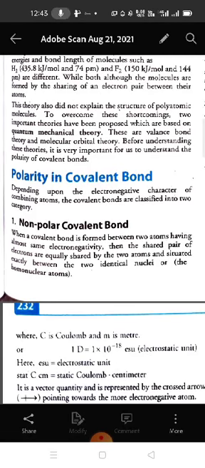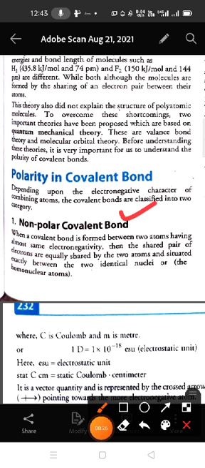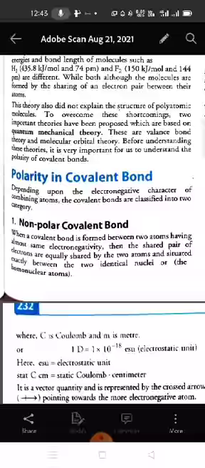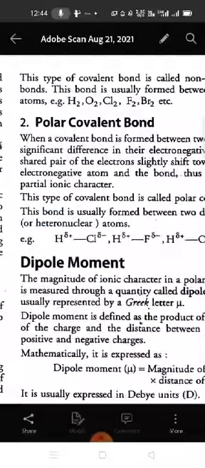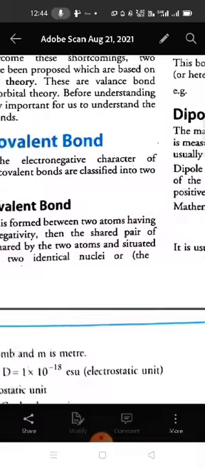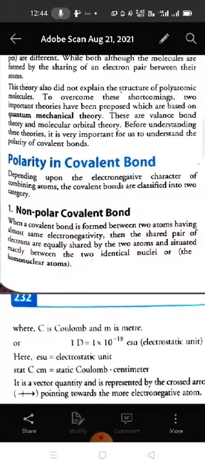Depending upon the electronegative character of combining atoms, the covalent bonds are classified into two categories. First one is non-polar covalent bond and the second one is polar covalent bond. So first one is non-polar covalent bond.